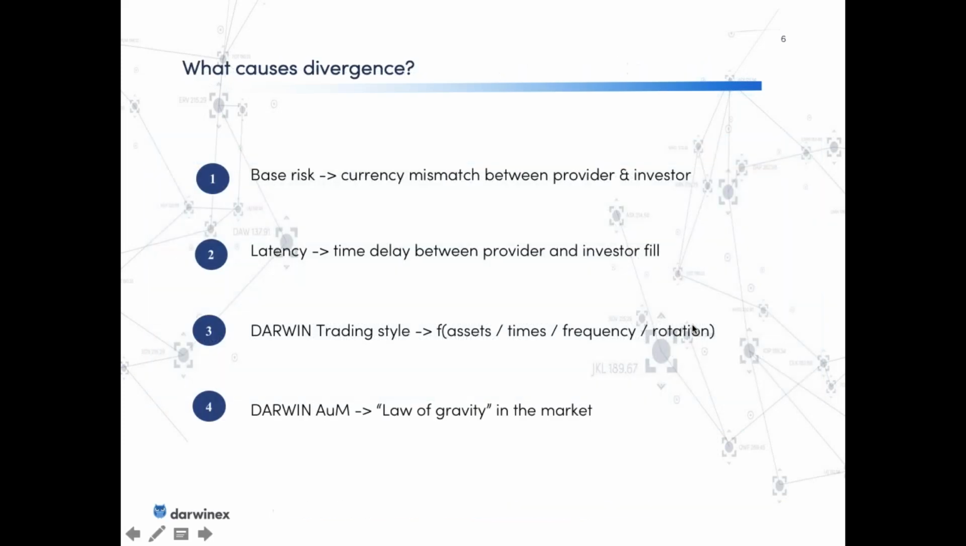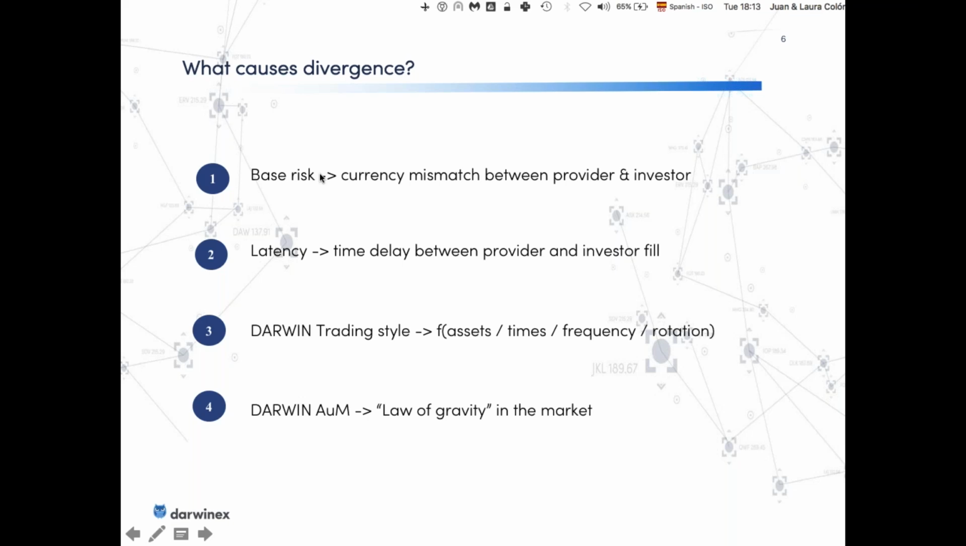So what causes divergence? There are essentially four factors that drive this, and the biggest, as I said, depends on the individual Darwin. So you can't really provide a one-size-fits-all answer as to which one is the biggest. The first one is base risk. We currently offer trading and investing in three different currencies: US dollar, euro, and sterling.